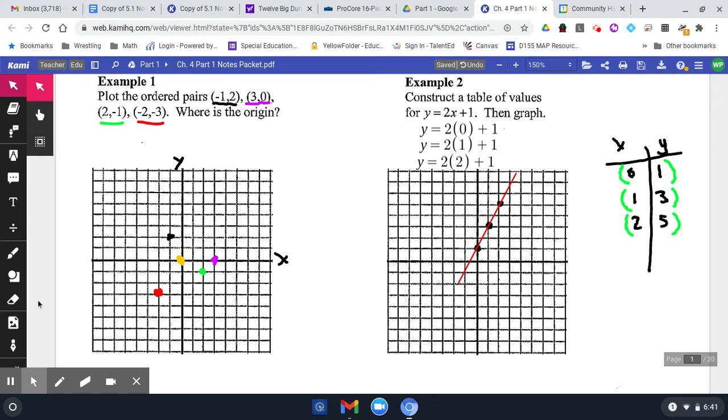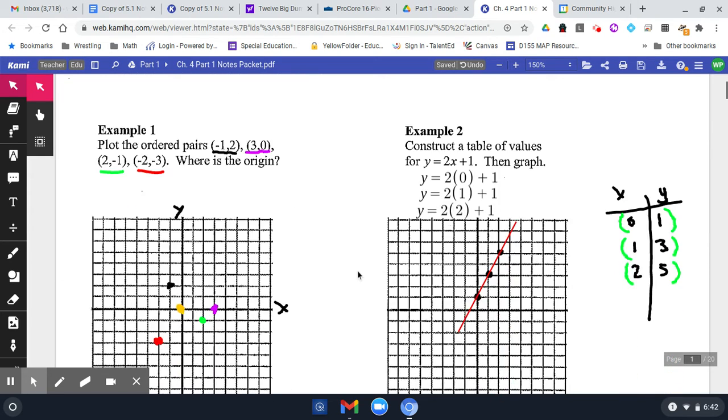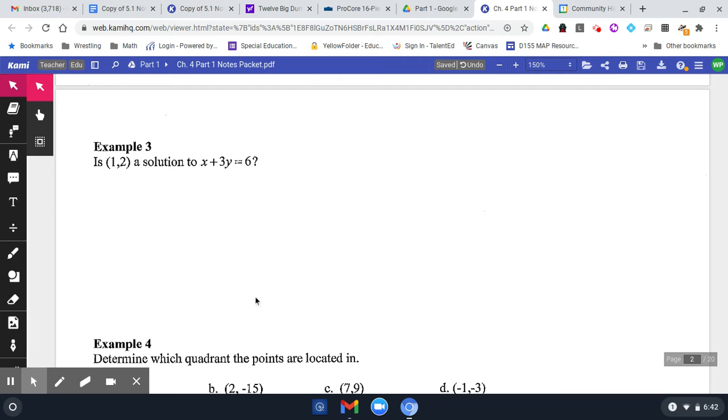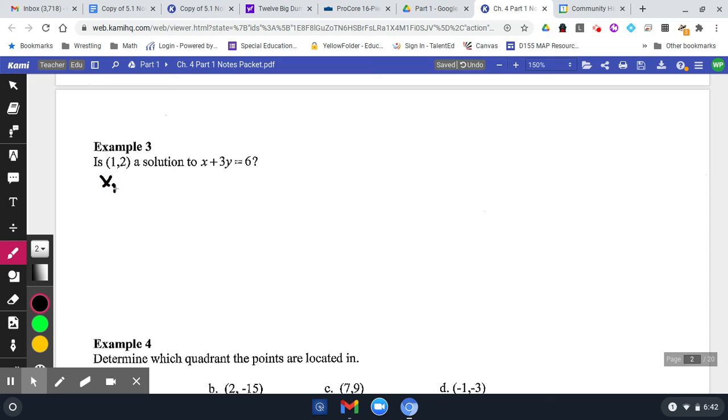So both of those we already reviewed yesterday. So that should not be new to you guys. Now we wanted to know if this is a solution. So this is a little new. All we're doing is we know that this is our x because when we have a coordinate pair, whatever number is there represents x, whatever number is there represents y. So basically what we're going to do is take that 1, take that 2, and plug it into the equation. So instead of x plus 3y equals 6, we're going to do x, which is our 1, plus 3y, which is our 2, equals 6.